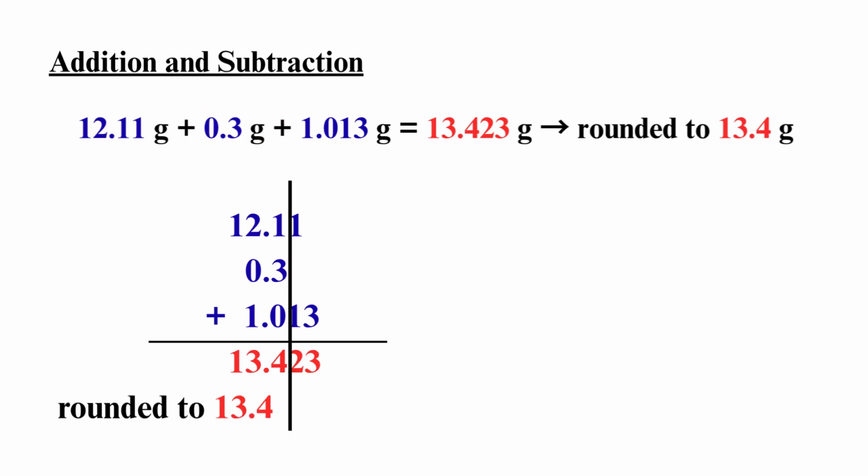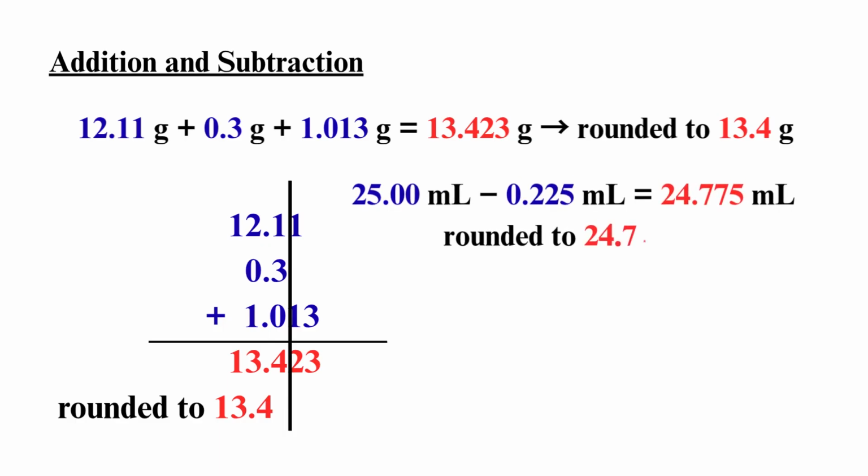13.4 grams. Similarly, when subtracting 25.00 milliliters minus 0.225 milliliters equals 24.775 milliliters, the measurement 25.00 milliliters is precise to the hundredths place. Therefore, the result must also be rounded to 24.78 milliliters.